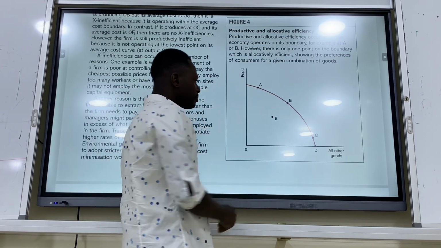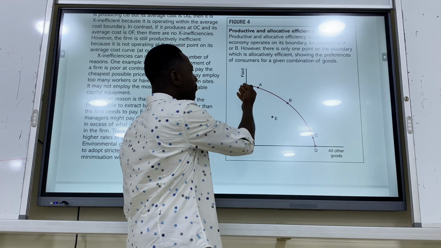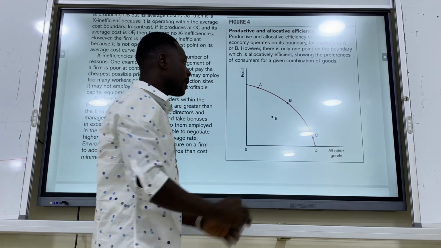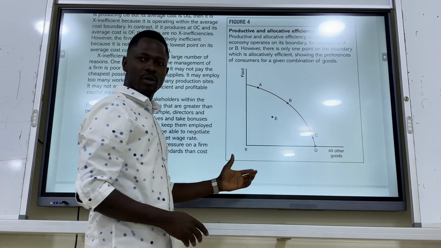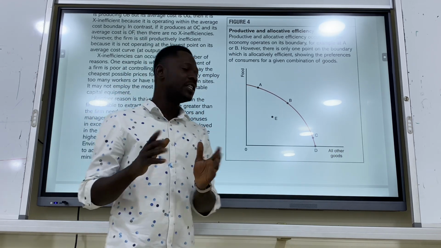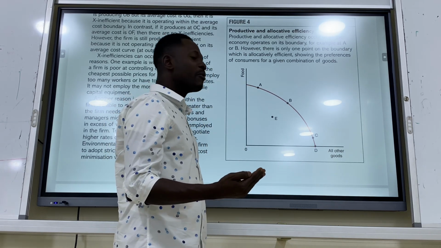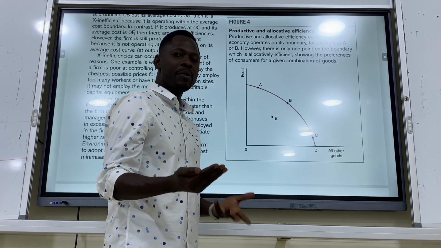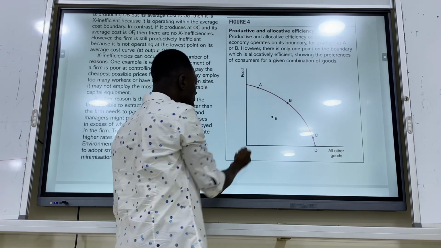At point C, more all other goods are being produced, fewer food is being produced. But it might mean that the economy demands more of all other goods than food. So this is still allocatively efficient. But point D seems to be efficient, but the problem is that all other goods are being produced, no food is being produced.